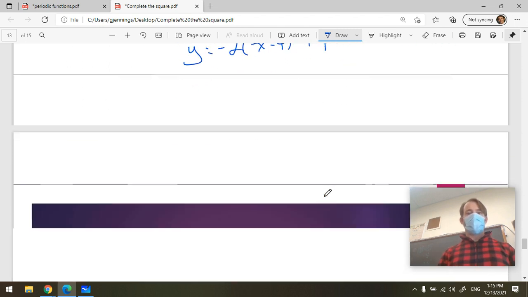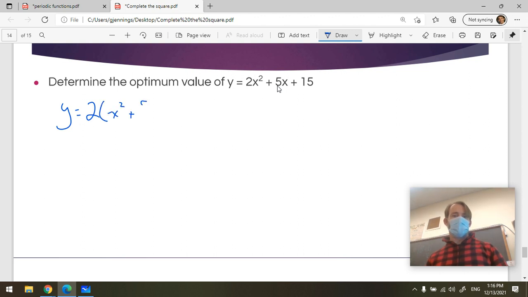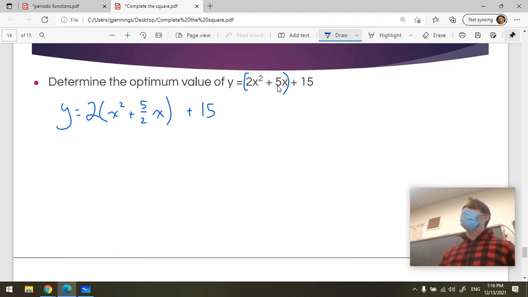Now, let's take a look at a more challenging example. This one here, notice that when I divide this 2 out from that 5, it's going to create a fraction. So these are going to be your more challenging examples. So let's see what it looks like. So y is equal to 2 multiplied by x squared plus 5 over 2x, end brackets, plus 15. Notice I factored the 2 out of here, but I leave the c alone. I don't need to factor that out. You could, but don't, because you're just going to undo that work anyway later.